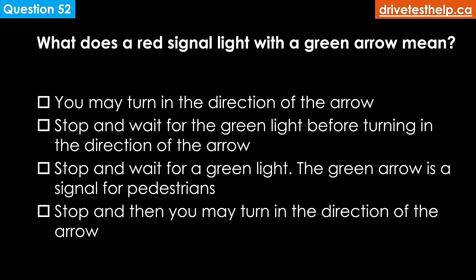What does a red signal light with a green arrow mean? You may turn in the direction of the arrow. Stop and wait for the green light before turning in the direction of the arrow. Stop and wait for a green light. The green arrow is a signal for pedestrians. Stop and then you may turn in the direction of the arrow. The correct answer: you may turn in the direction of the arrow.